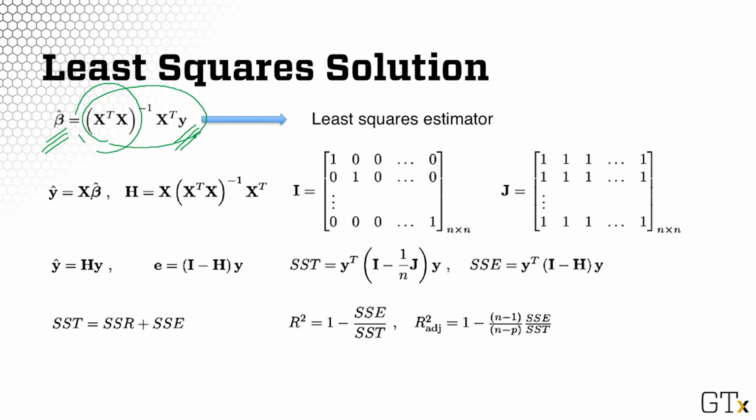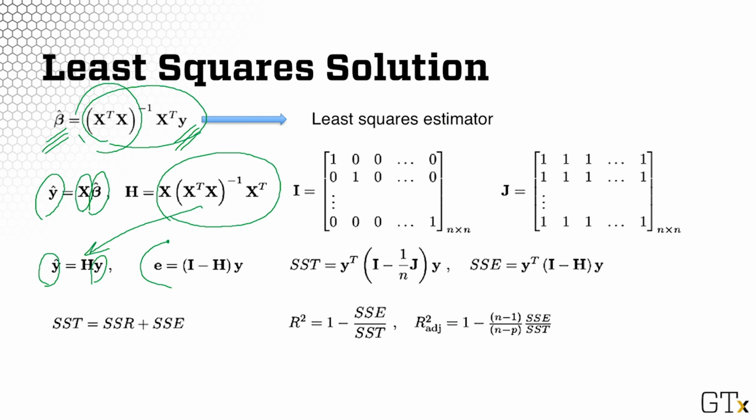Once you get this estimator beta hat, you simply plug into the equation, multiply by design matrix X, and you get the prediction y hat. You can also, if you write down matrix H in this form, predict y hat by simply multiplying H times y. And that is called the hat matrix because it puts a hat on y. The residuals, the empirical errors, are also obtained as a linear function of y's. It is the identity minus the hat matrix multiplied by y.